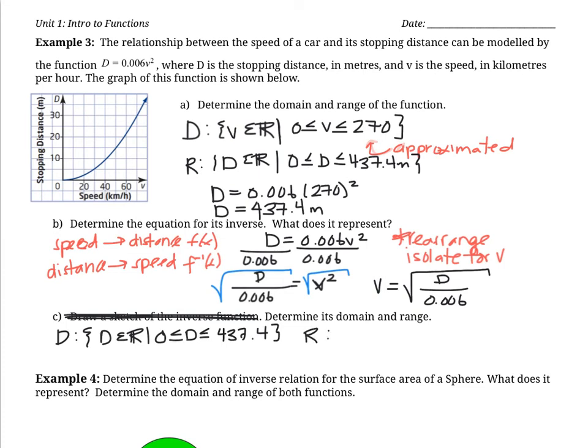And how about our range? Well, now our output is our speed, so our range is our velocity. We already have the answers up here. The lowest our speed can be is 0, and the highest we approximated is 270 kilometers per hour, which is crazy fast. So our lowest speed is 0, the highest speed is 270. So all we've done is we've switched the domain and range from the original function for our inverse function.